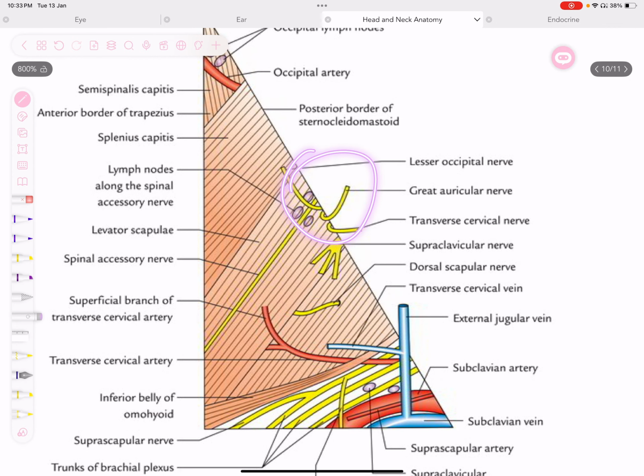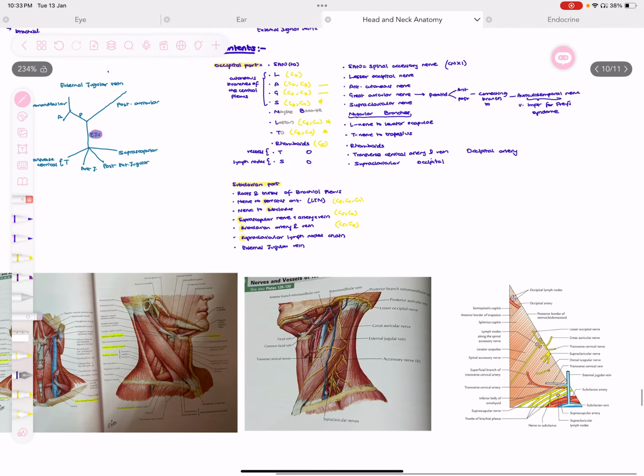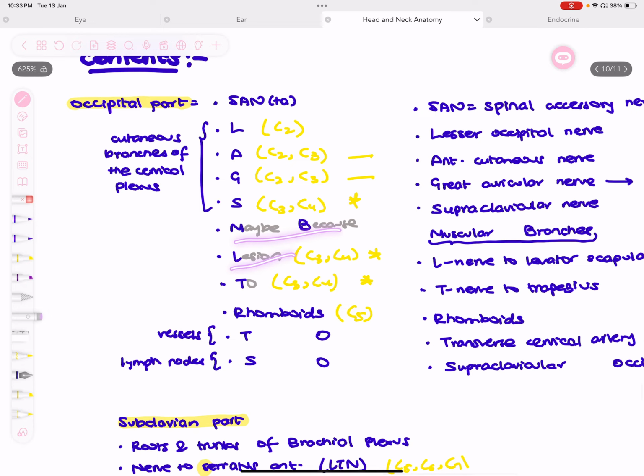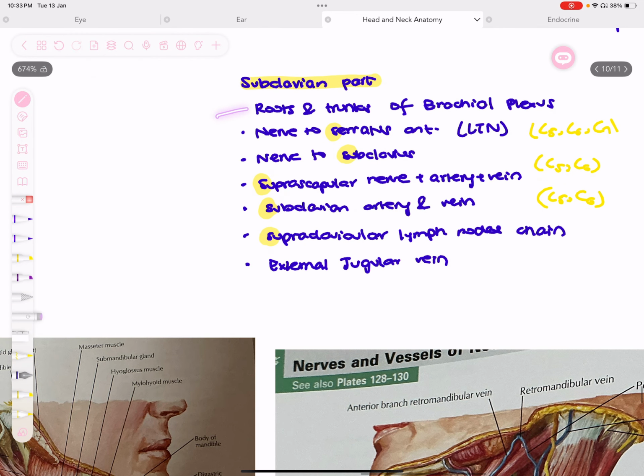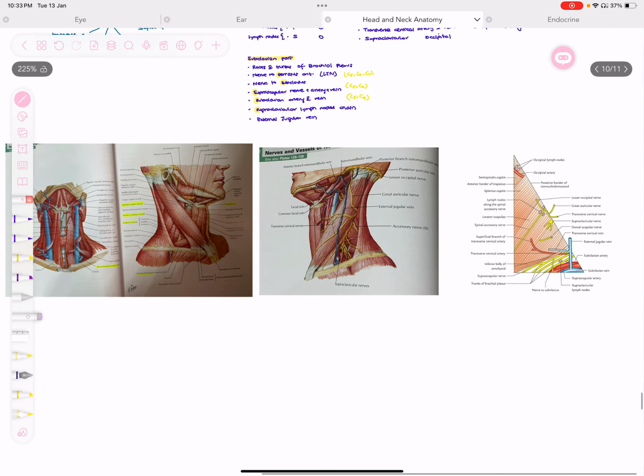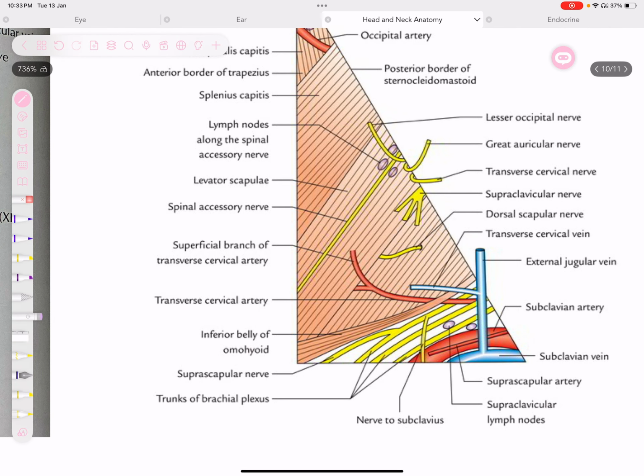You can see this is the omohyoid, and then everything below omohyoid, and then you have the occipital part that has all of that, lesions to rhomboids, and everything S. So 1, 2, 3, 4, 5, 6, 7 things in total in the subclavian part, right? So you just need to know all of that. External jugular vein was in the subclavian part, right? And it drains into the subclavian vein. Suprascapular nerve was also here.